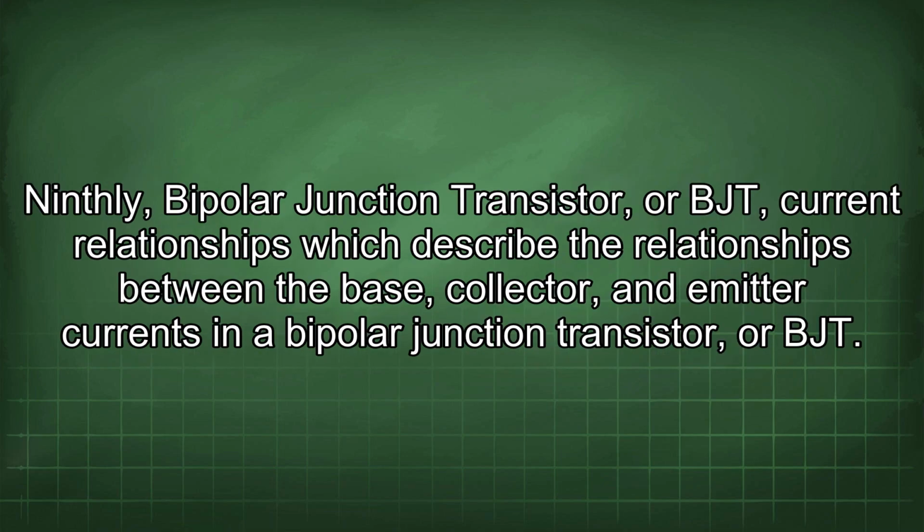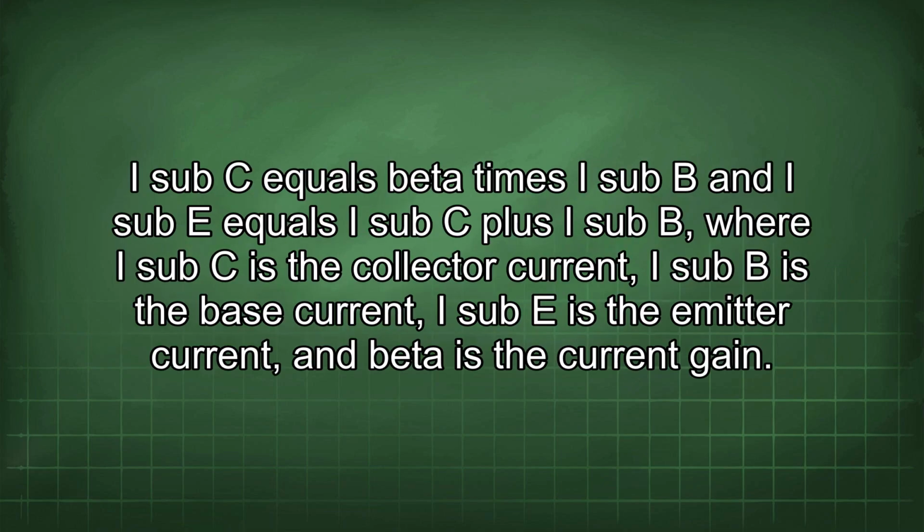Ninthly, bipolar junction transistor, or BJT, current relationships, which describe the relationships between the base, collector, and emitter currents in a bipolar junction transistor. I sub C equals beta times I sub B, and I sub E equals I sub C plus I sub B, where I sub C is the collector current, I sub B is the base current, I sub E is the emitter current, and beta is the current gain.